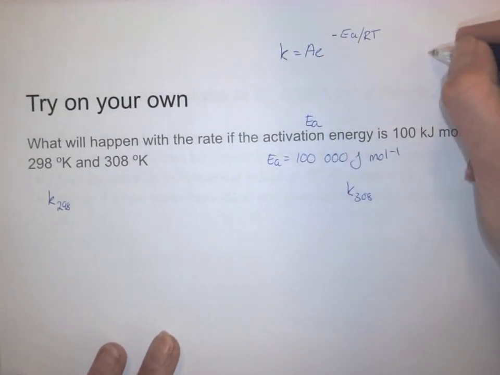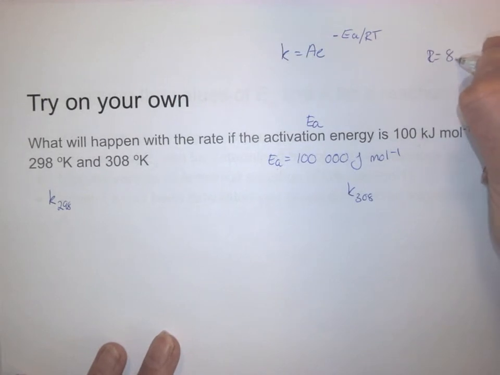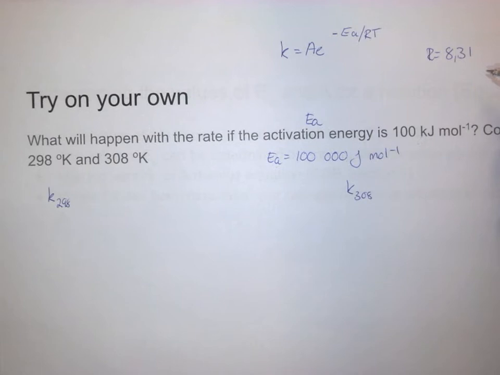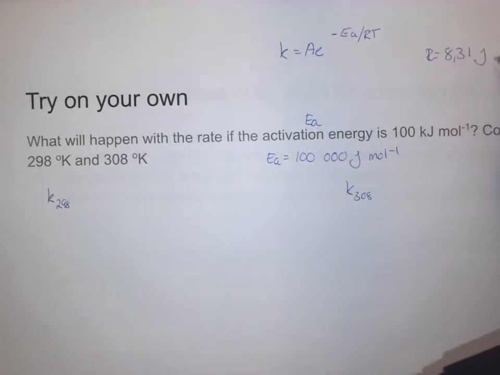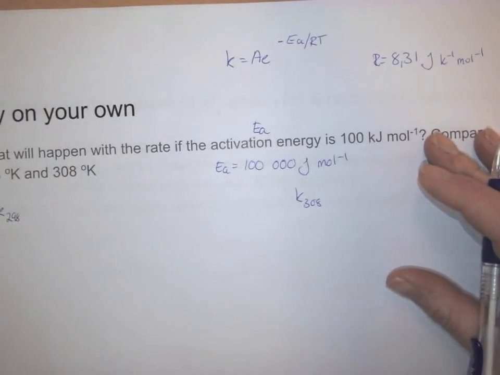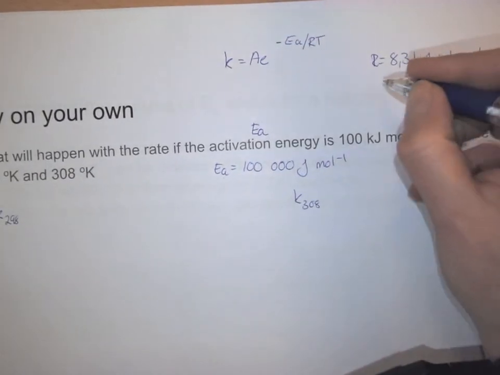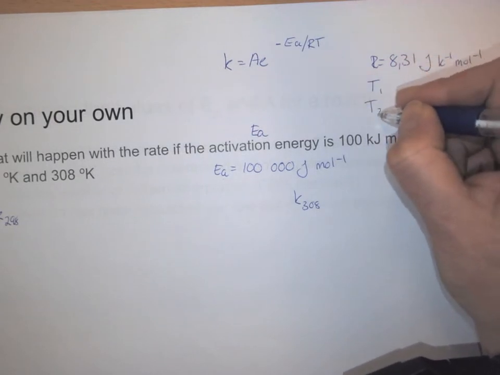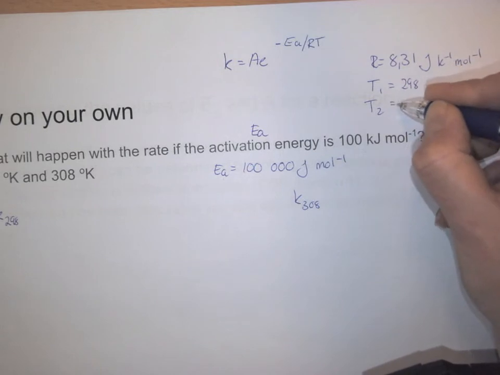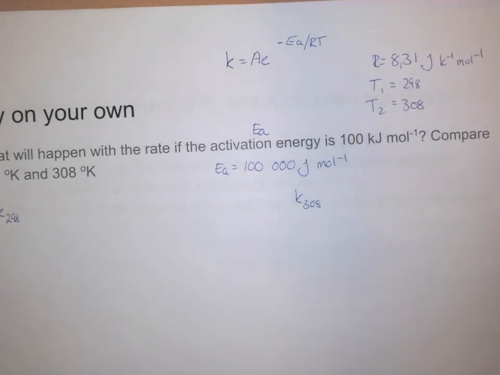R we know, the gas constant 8.31 joule per Kelvin per mole, like this. And the T for the first example will be 298, and for the other example you will examine 308, okay?